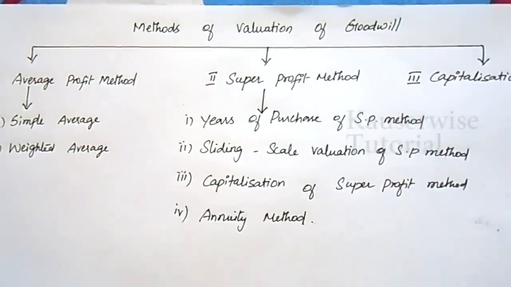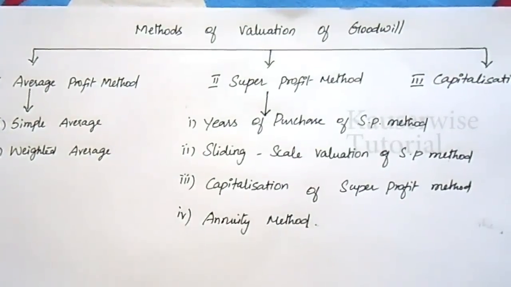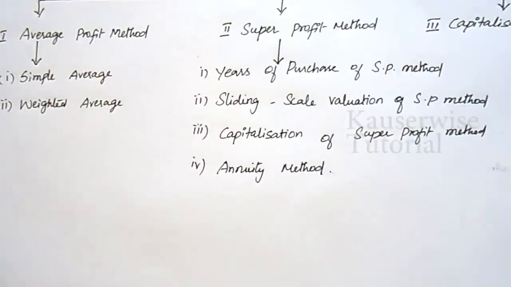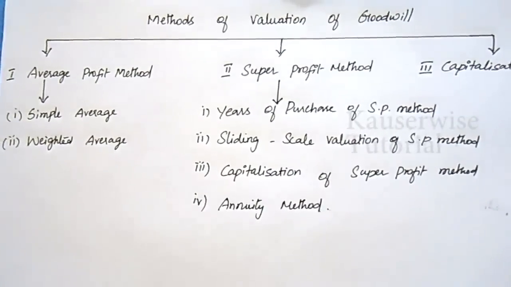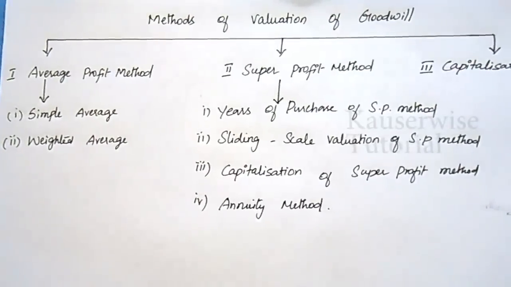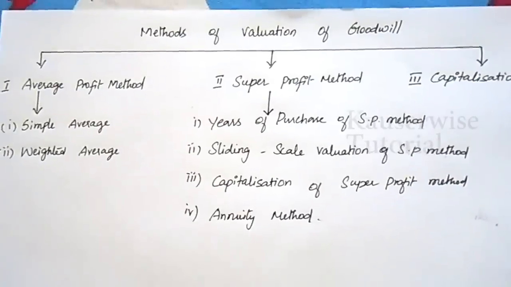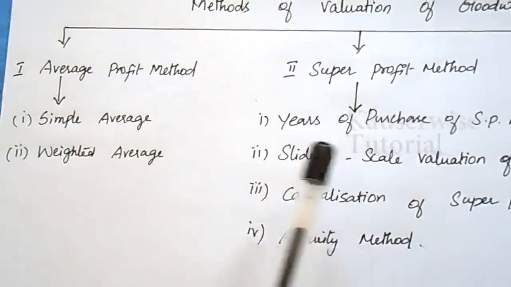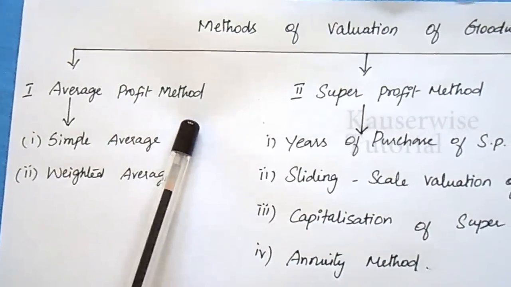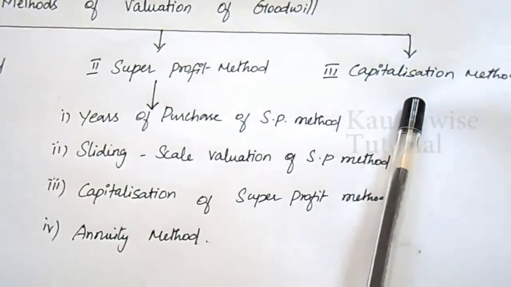So goodwill is an intangible asset since it cannot be seen or felt. But sometimes goodwill is a more valuable asset than the tangible asset. There are different methods available to calculate or to value goodwill. Here I am going to explain three basic methods. The first one is average profit method, second one super profit method, and third one capitalization method.